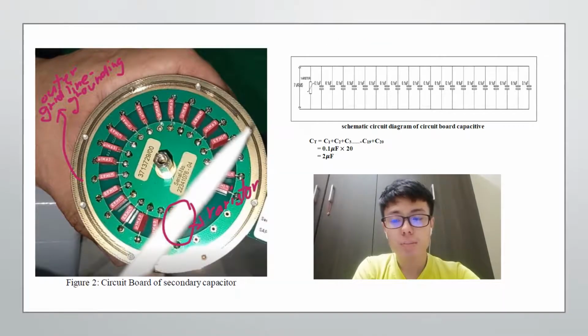This is the symmetric circuit diagram of the circuit board capacitor. All the 20 capacitors of 0.1 microfarad are connected in parallel with the varistor. Why do we say that the capacitors are connected in parallel? Because for the total capacitance, all the capacitances are added up, and finally the answer is 2 microfarad, which is the same as the rated capacitance of the equipment.